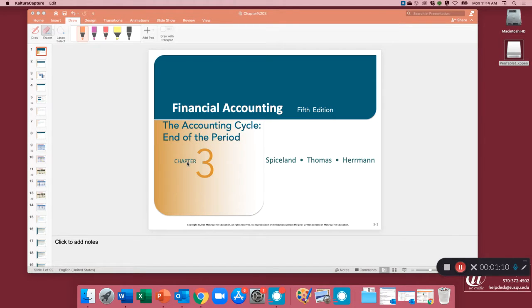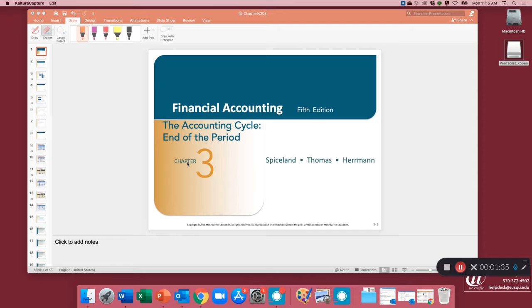The second part is going to focus on specific transactions that cause the difference between accrual accounting and cash accounting, and what the timing differences are between the cash receipt and the business activity, and why those timing differences mean we need to do adjusting entries.